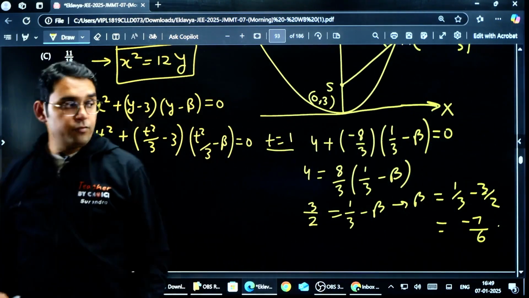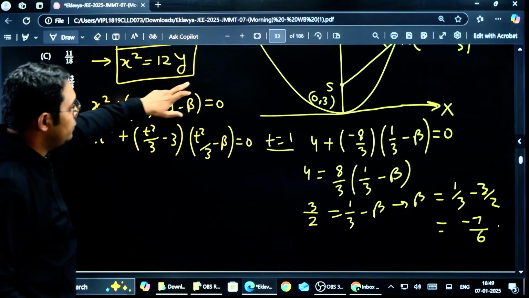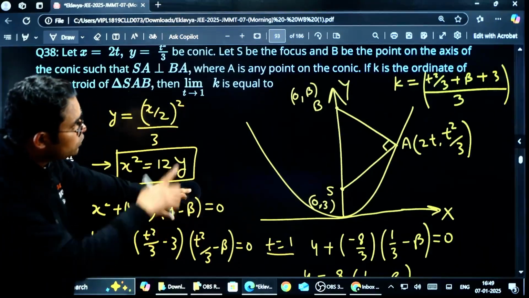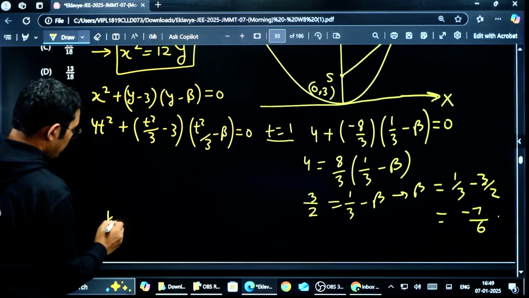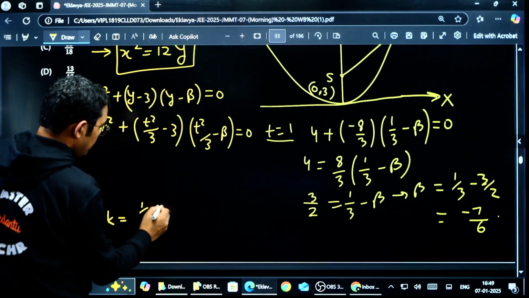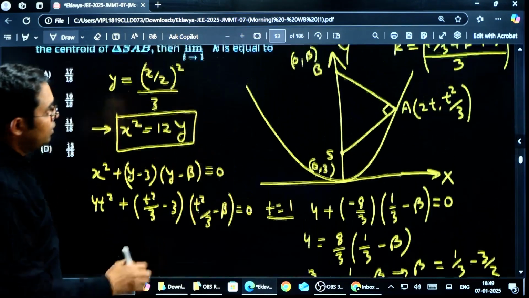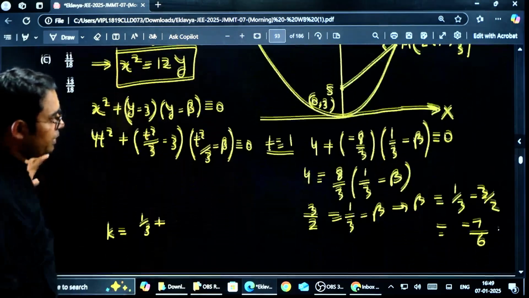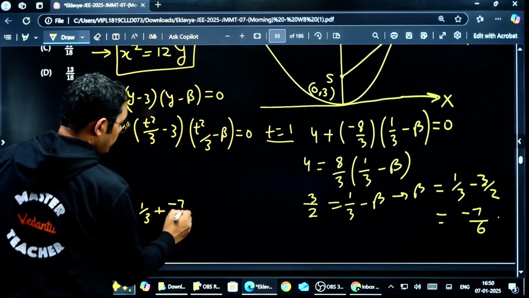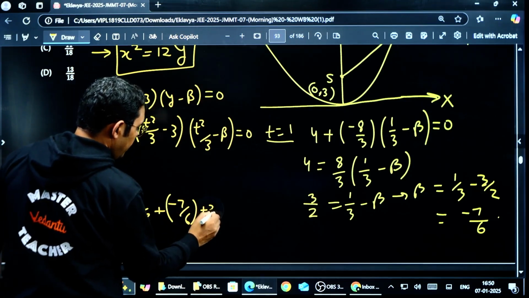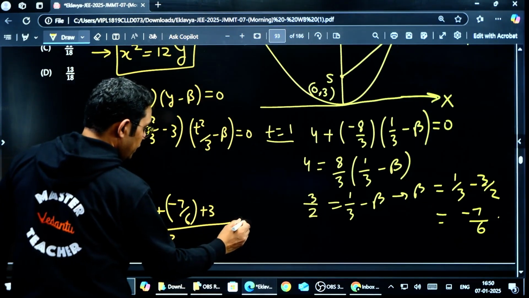And now we are looking for the centroid. What was that expression? t square by 3. I'll use it here. k was t square by 3, t was 1. So 1 upon 3 plus beta. Beta is minus 7 upon 6. Minus 7 upon 6 and plus 3, whole divided by 3. So that is the value of k.